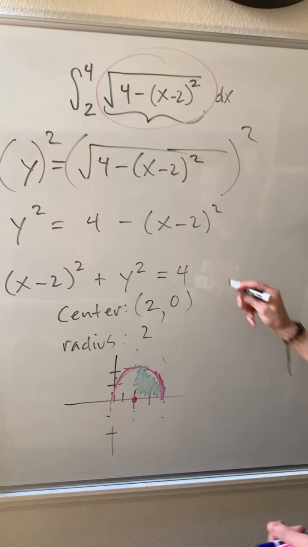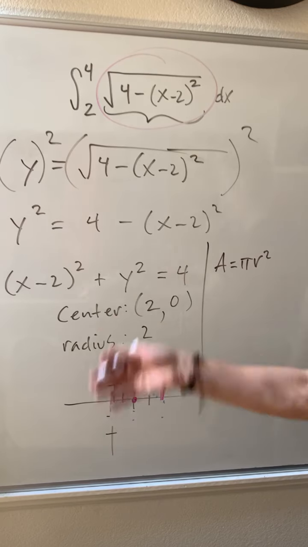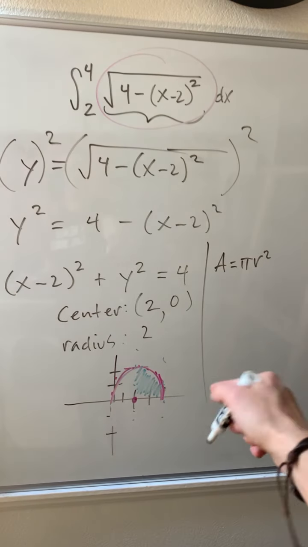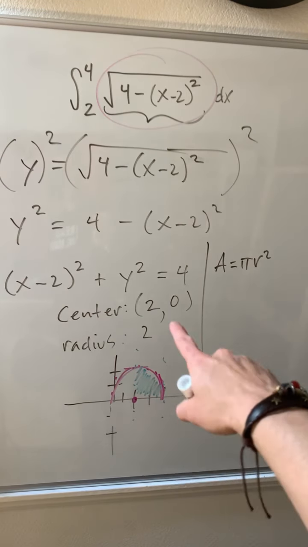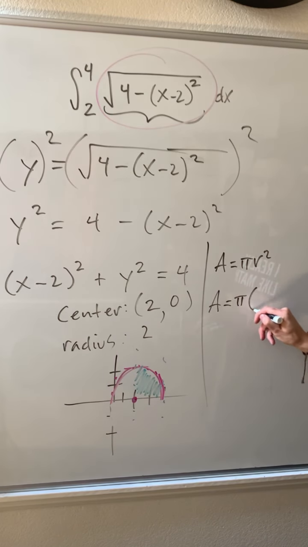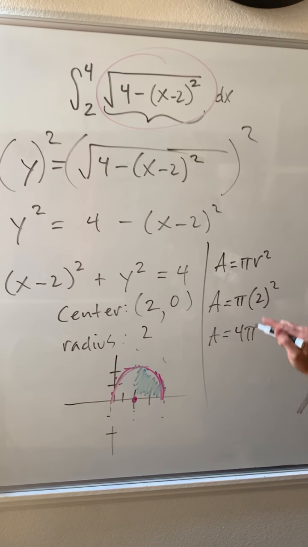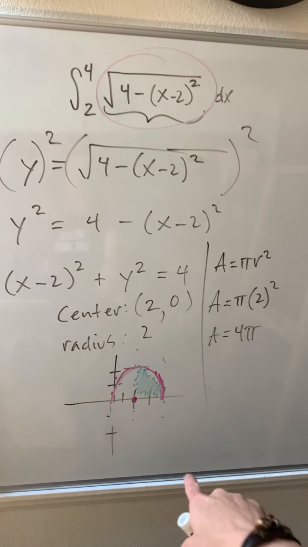So go back to like middle school. Remember like area equals pi r squared is the area for a circle. Well, we know that the radius is 2. So this area would be pi times 2 squared. So the area would be 4 pi, but that's the area of the complete circle.